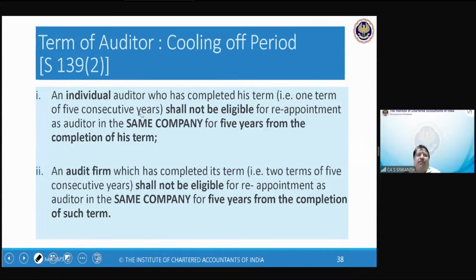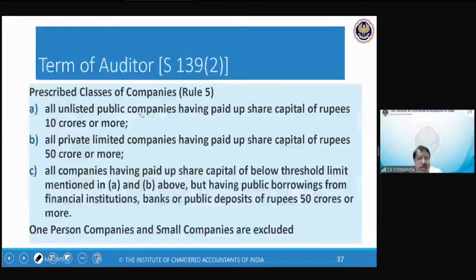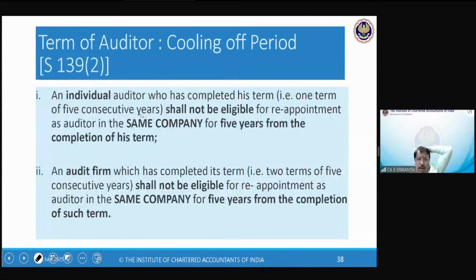So an individual auditor who has completed his term shall not be eligible for reappointment in the same company for 5 years from the completion of his term. For 5 years, he cannot be reappointed. That's called cooling off period. So once your 5 years term is over, you cannot be appointed for another 5 years. An audit firm which has completed 2 terms of 5 years, or 1 term, shall not be eligible for reappointment as auditor in the same company for 5 years from the completion of such term. So 5 years cooling period, then again you can be reappointed.